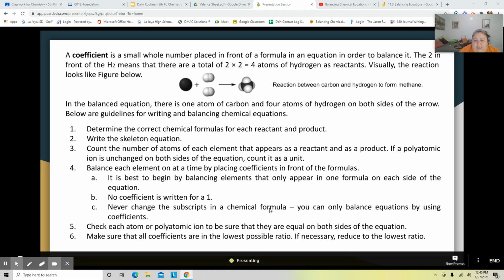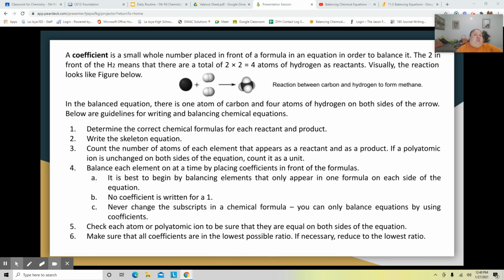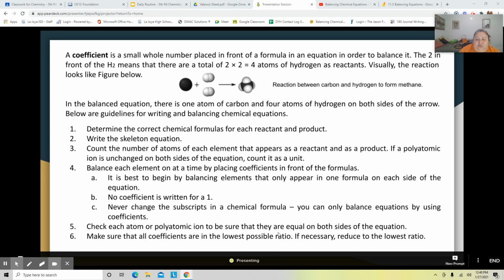Never change the subscripts in a chemical formula. You can only balance equations using coefficients. So why don't we want to change the formula or the subscripts? Because that's going to change the compound. If you change the compound, you're changing the reaction, and then everything gets thrown off. Never change formulas, guys. Never, never, never. Only coefficients. Check each atom or polyatomic to make sure they are equal on both sides of the equation. Make sure that all coefficients are in the lowest possible ratio. If necessary, reduce the lowest ratio. If you do this correctly, you don't have to worry about number 6. If you balance correctly, your numbers are already the lowest possible numbers, okay?